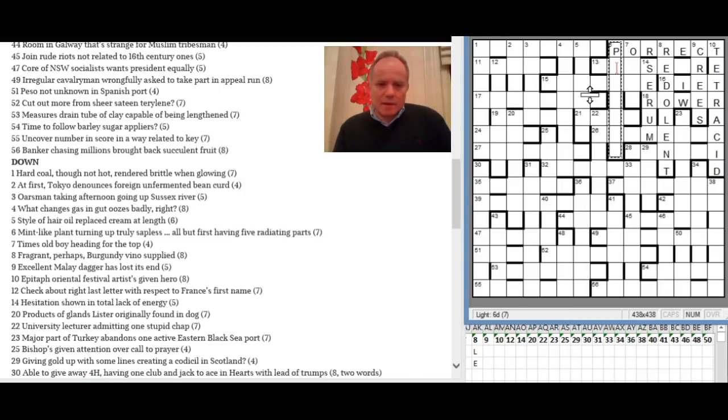Six down, mint-like plant turning up. Is that nip? Truly sapless. All but first having five radiating parts. Okay, well, looks like it begins with pentact, perhaps. Mint-like plant is catnip. Is that? I'm liking this. So let's try pentact. And what does that look like? It is catnip upwards, and I think that's one version of catnip. Turning up. Truly sapless. All but first.